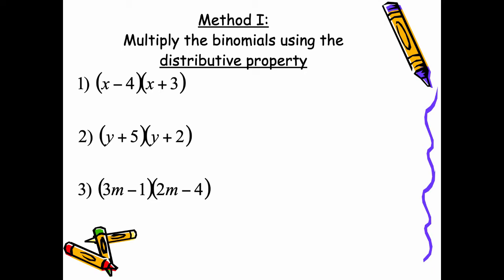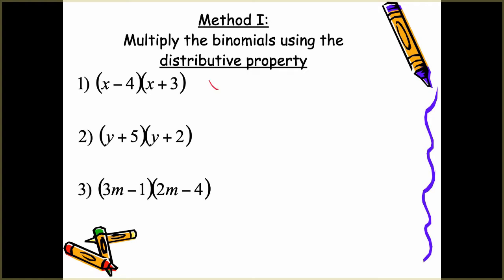To do the distributive property, we're going to distribute the x to x plus 3, and then we're going to distribute the negative 4 to x plus 3. To show that we're using the distributive property, we would have x times x plus 3, and then negative 4 times x plus 3. And then we would do what we've done before.